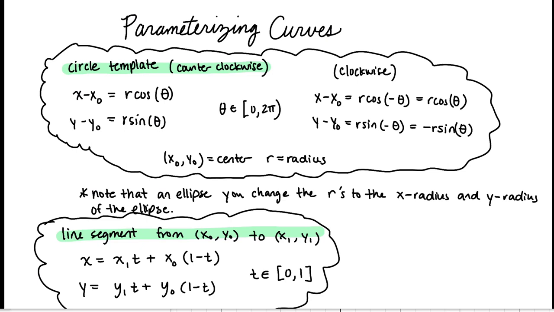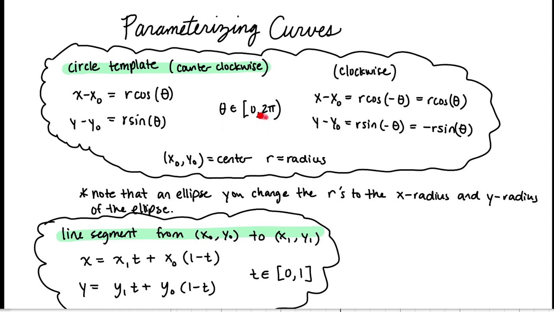So let's take a look at what the circle template is. So to parameterize a circle that is going counterclockwise, what you'll do is you'll take your center, which is x naught, y naught, and your radius, which we'll use r for. And here are the following formulas that can parameterize it for you. So if you do x minus the center x coordinate equals r cosine theta, and y minus the y coordinate of the center equals r sine theta, that will give you that circle with the center and radius traveling.